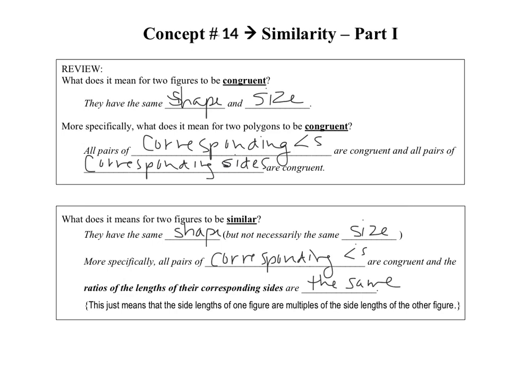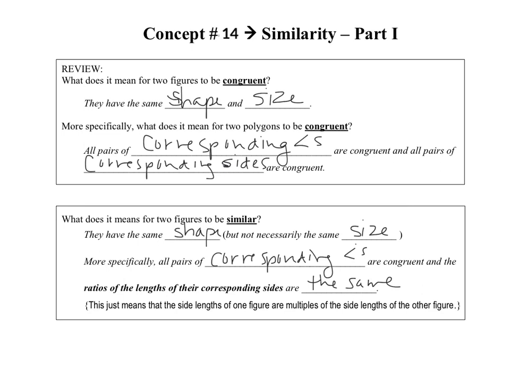All that really means is that the side lengths of one figure are multiples of the side lengths of the other figure. So one figure might be 3 times bigger than the other one, or maybe one figure is 1.5 times bigger than the other one. So there's some kind of multiple that you would use to get from one side to the other for all of the sides, not just for one pair, but for all of the pairs.